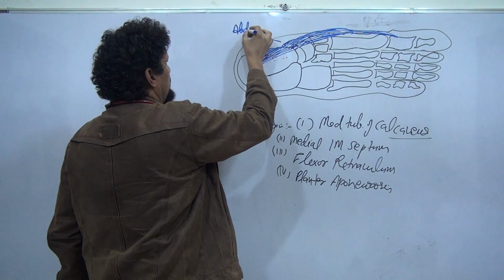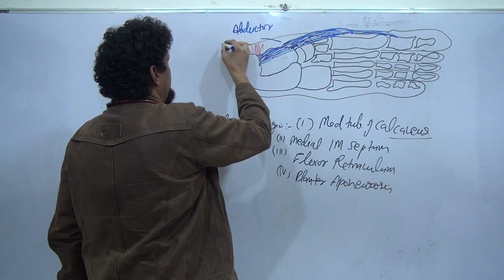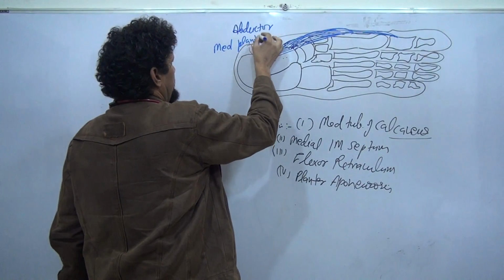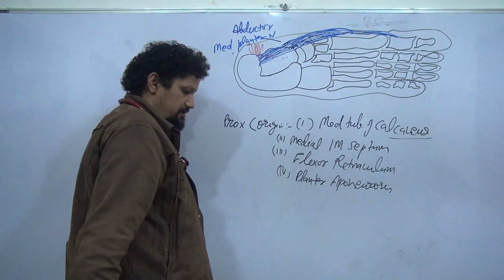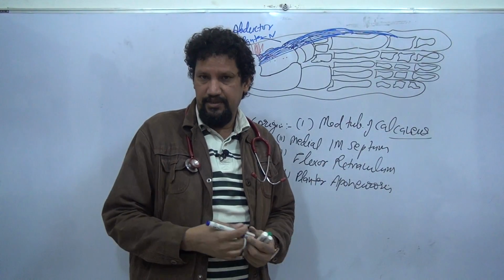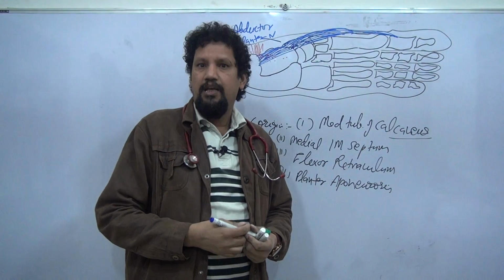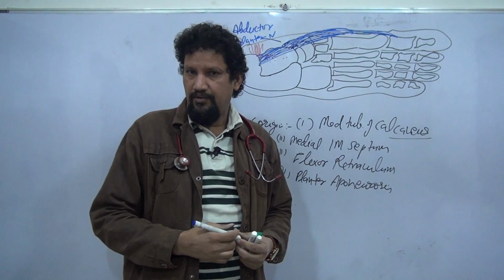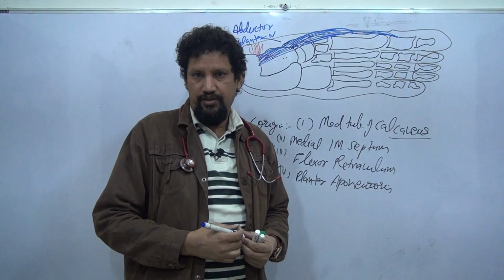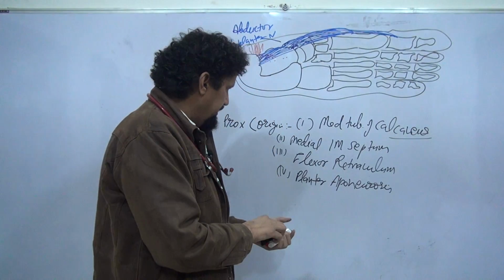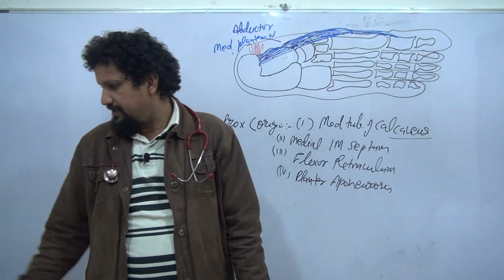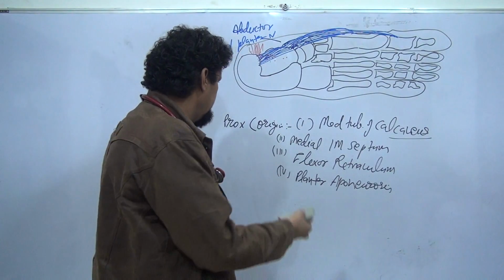Abductor, supplied by the medial plantar nerve, which is a branch of the tibial nerve, and fibers are coming from the anterior division of the anterior primary rami of S2 and S3 in the tibial nerve, in the sciatic nerve. So the other muscle of the region is the flexor digitorum brevis.